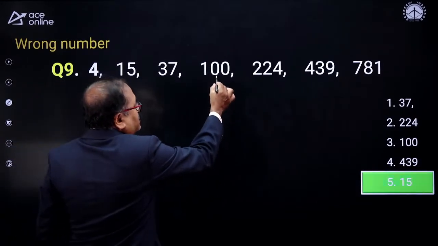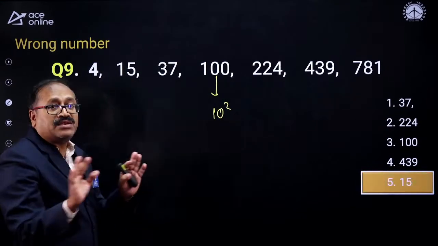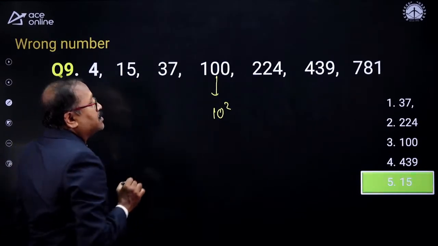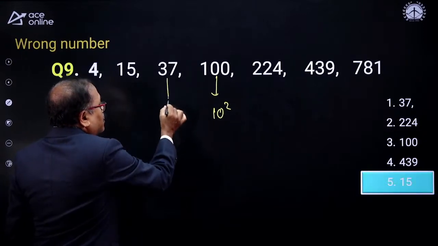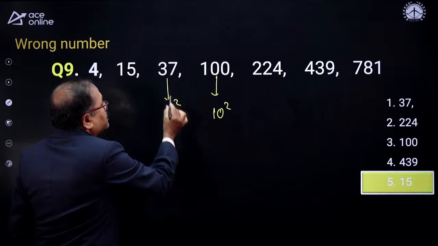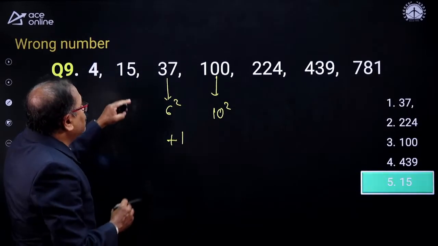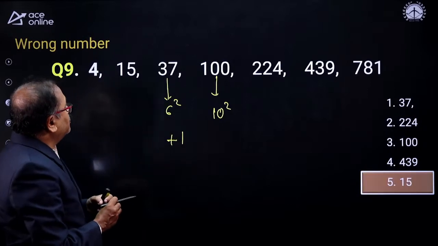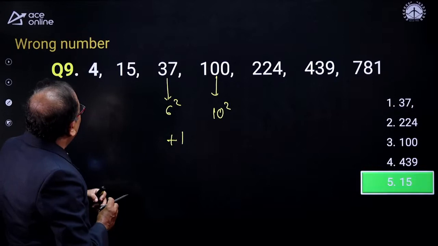Look at this one. This is 10 square. Is there any addition? No. I see that this is closer to 6 square. So, I get 6 square is 36 plus 1 here. Is this number closer to any other number? 15. Yes. And then 4.